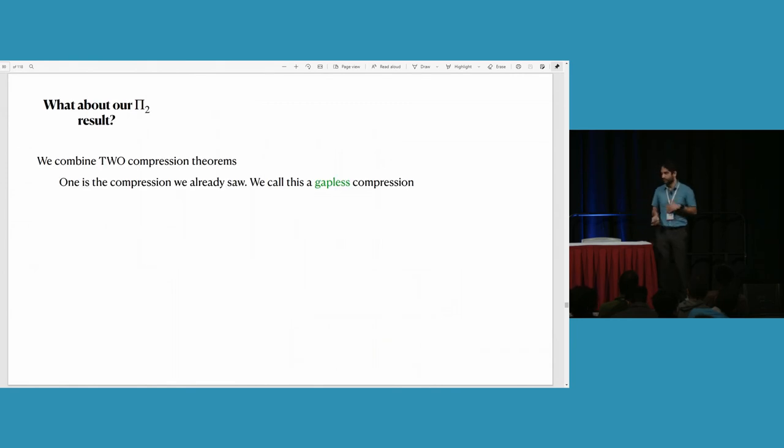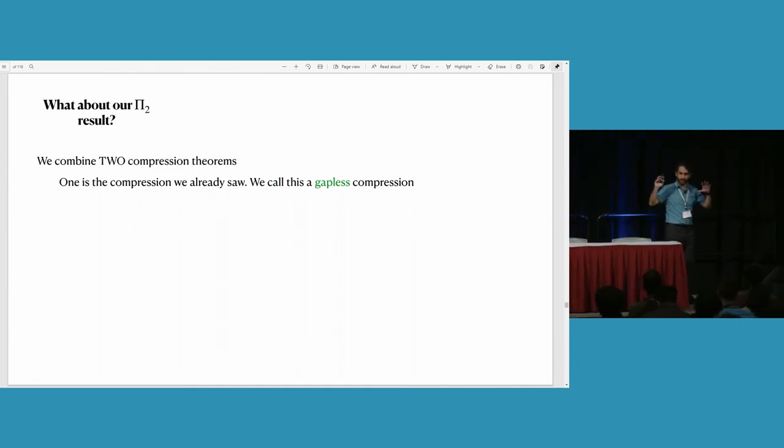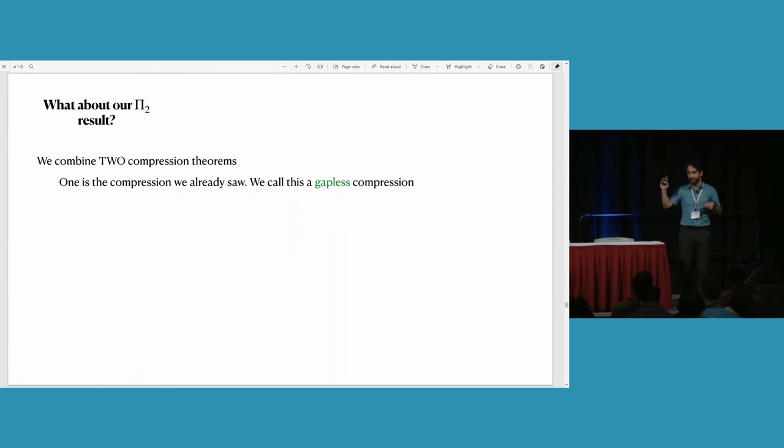I told you how to reprove Slavstra's result, but how about our result? You remember I told you that there is this Pi 2 and exact value is complete for Pi 2. How do we prove that? Well, unfortunately, I don't have time to go into the details of that proof, but the gist of it is that it combines two compression theorems.